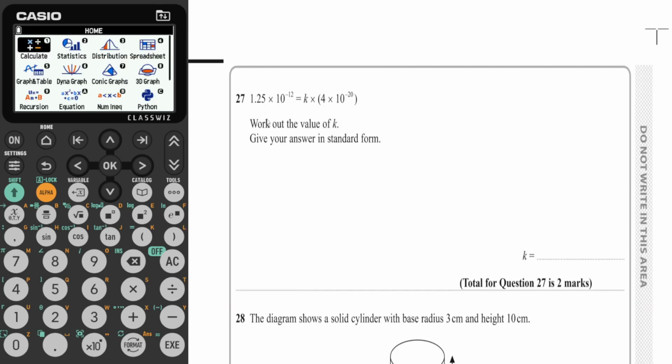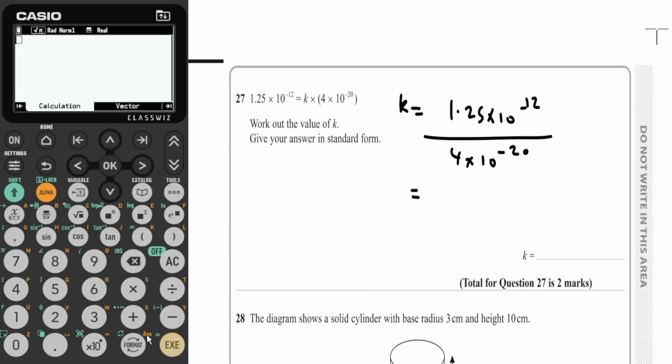Question number 27. 1.25 times 10 to the negative 12 equals k times by 4 times 10 to the negative 20. We have to work out the value of k. Give your answer in standard form. Well, k will equal 1.25 times 10 to the negative 12 over 4 times by 10 to the negative 20. So let's work this out.